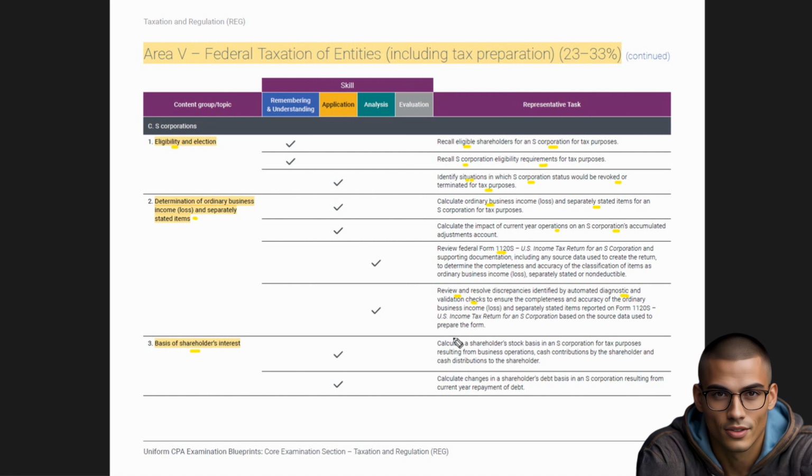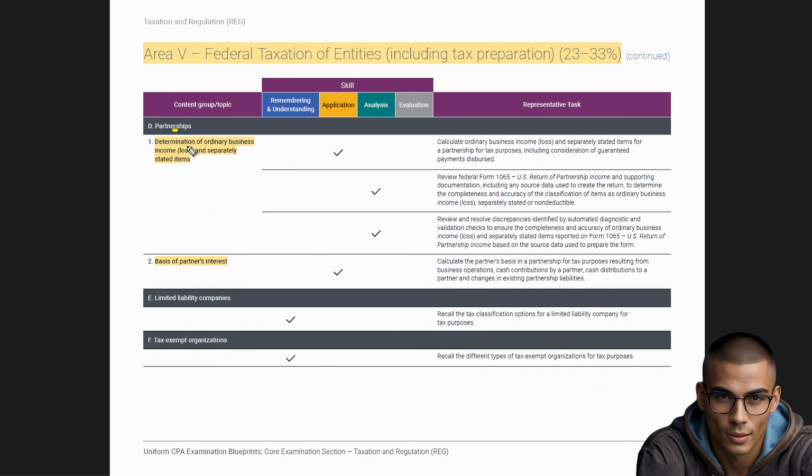Moving on to basis of shareholder interest, you'll need to calculate a shareholder's stock basis in an S corporation for tax purposes, and you'll need to be able to calculate the changes in a shareholder's debt basis in an S corporation resulting from current year repayment of debt.